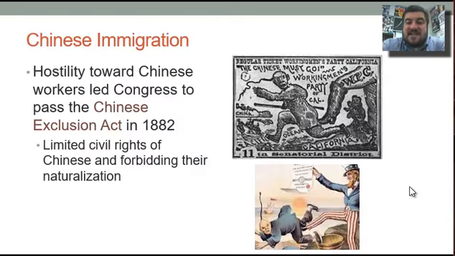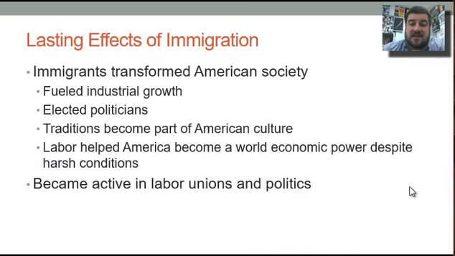Like we said, Chinese immigrants are not allowed in after 1882 due to the Chinese Exclusion Act. This actually has a negative effect on California and other places where Chinese labor was needed for the industry, but it also limits the civil rights of the Chinese that are already here and forbids their naturalization. Now, eventually, the Supreme Court rules that we cannot take away a Chinese person's citizenship if they were born here due to the 14th Amendment.